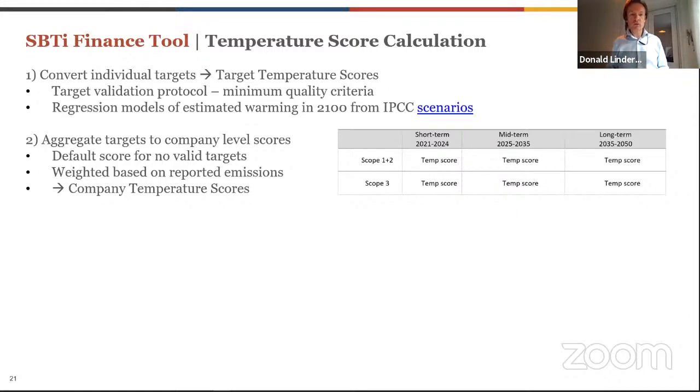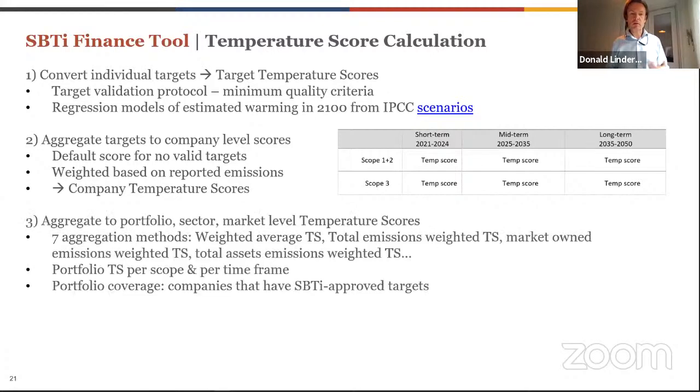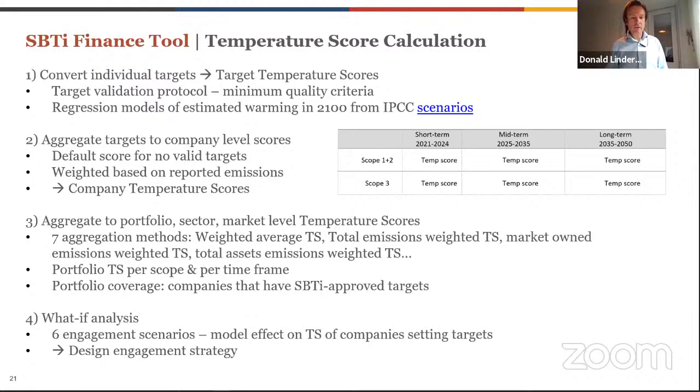And then we weight those targets based on reported emissions, and then we get a company temperature score. Then we aggregate those. We're going to come back to the aggregation methods a little bit later. But we aggregate those on a portfolio level or a sector or a market level, whatever you want to do this on, naturally, to get a portfolio temperature score. And then we can do some what-if analysis on that, and we have 6 different engagement scenarios built into this tool.